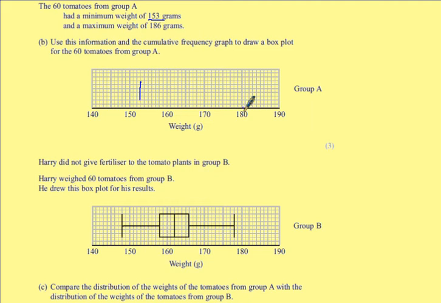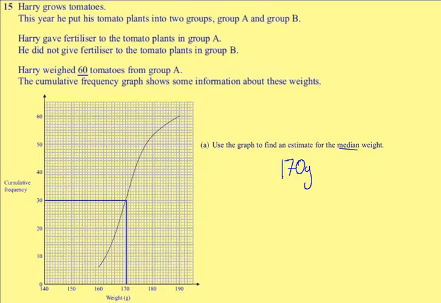So here is 186. From my previous question, I know that the median, the middle number, was 170. There are two other values I need, and they are the upper quartile and the lower quartile. So let's go back to our graph and find the upper and lower quartiles.